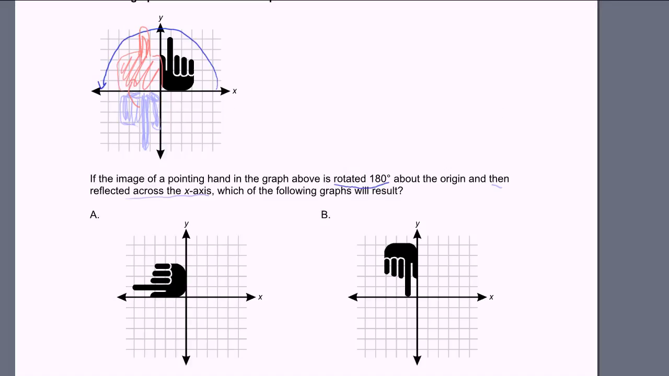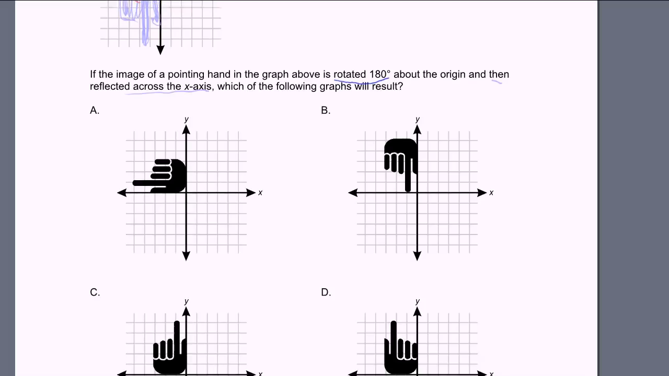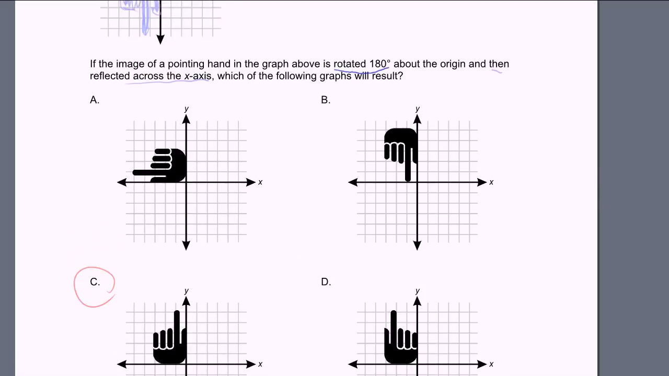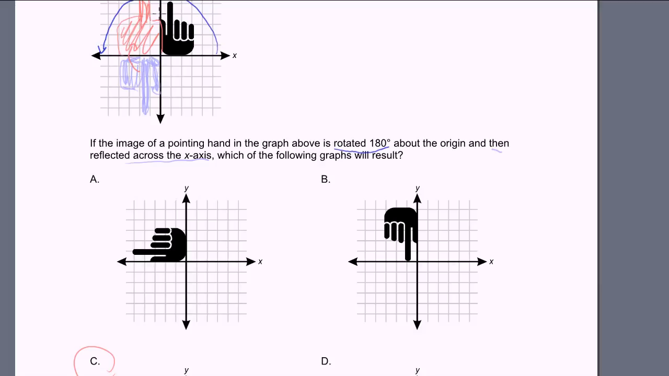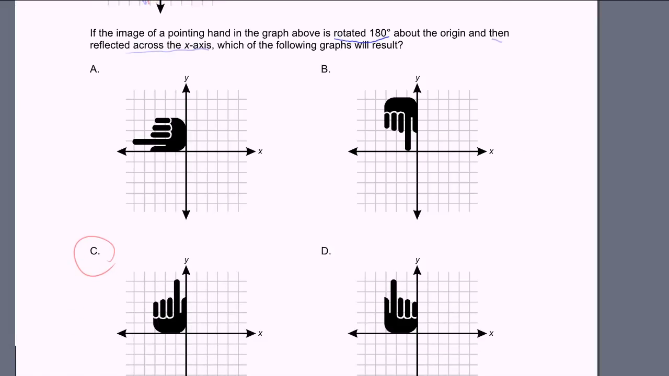So which of the choices looks like that? Looks like choice C. Choice C looks exactly like what we drew up here, where the finger is closer to the vertical axis than the pinky is in either case, because we rotated around and then we flipped. And that is choice C. Next question.